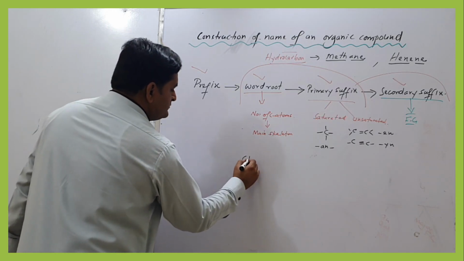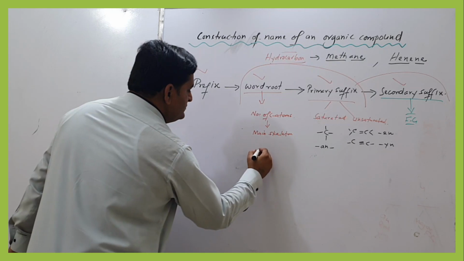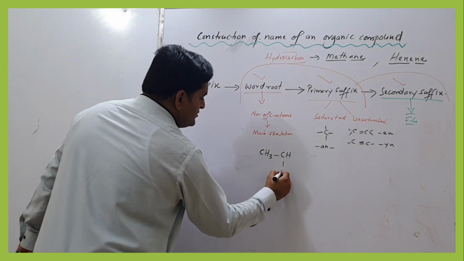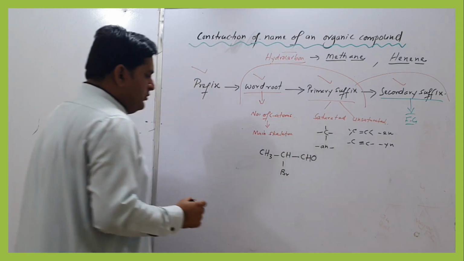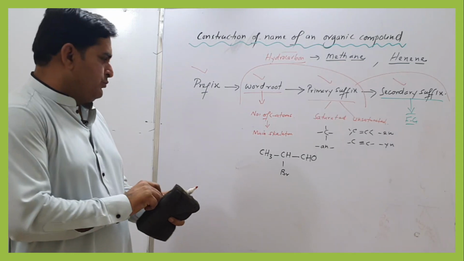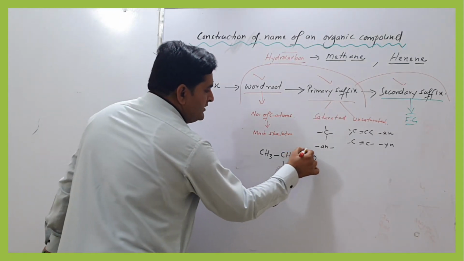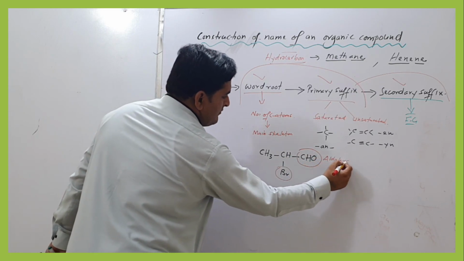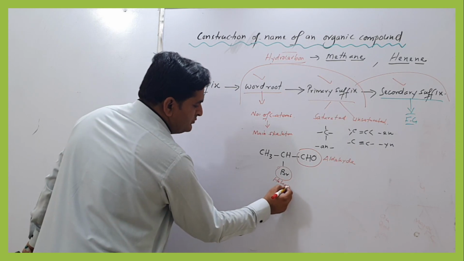For example, this is the example: CH3, CHBr, CHO. Now this compound has two functional groups. What are those functional groups? One is the alkyl halide, the bromo group, and the other one is aldehyde. So this is aldehyde, and this one is the alkyl halide or halogen group.